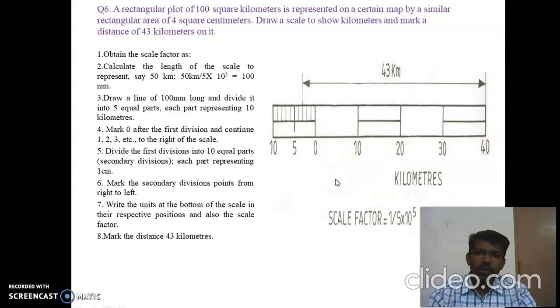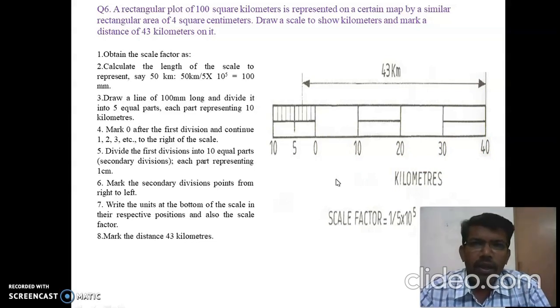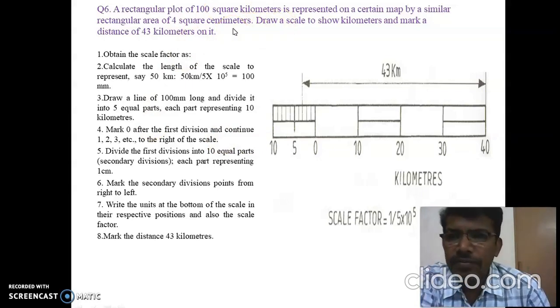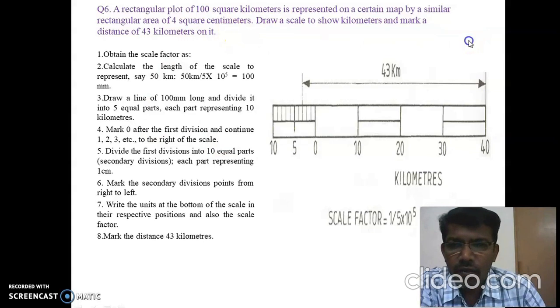Here the most important point you have to remember is you have to calculate the representative factor, that is the main. And next, length of the scale, LOS. LOS formula is what? Representative factor multiplied by maximum length of the shown length. Let us go for another one.